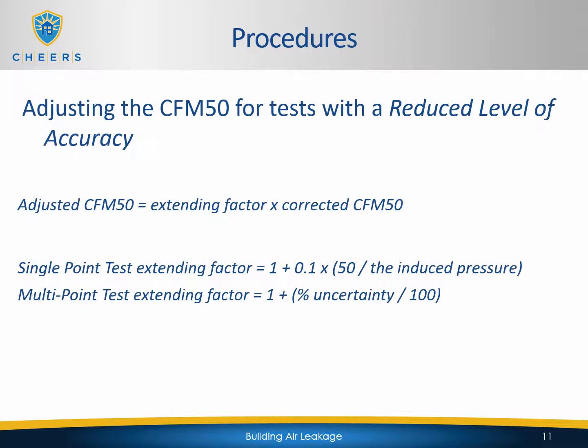So for a single point test extending factor, the formula for that is 1 plus 0.1 times 50 divided by the induced pressure. And the induced pressure is basically the pressure that you were able to depressurize the house to. For the multi-point test extending factor, the formula is 1 plus percentage of uncertainty divided by 100.